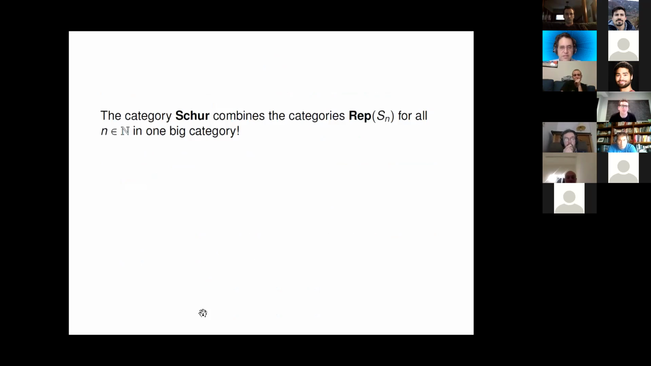So that's an example. So the category Schur that I'm leading up to here, it combines the categories of representations of all the symmetric groups.